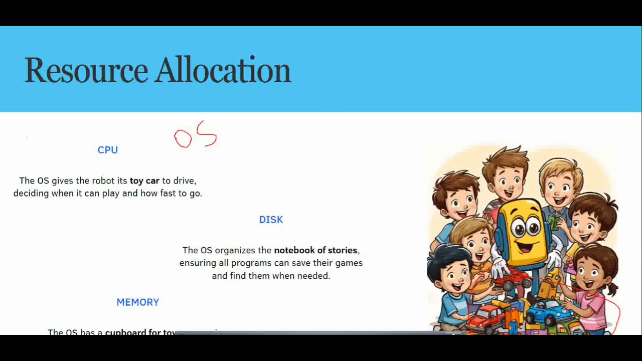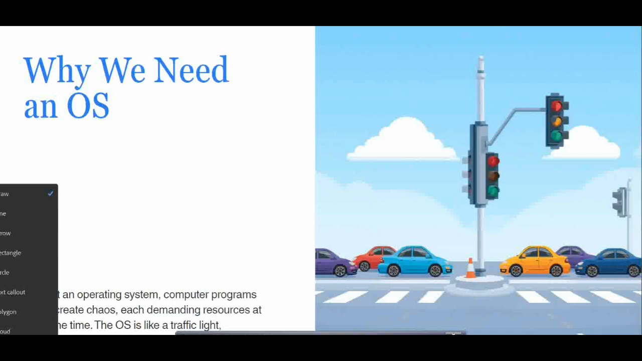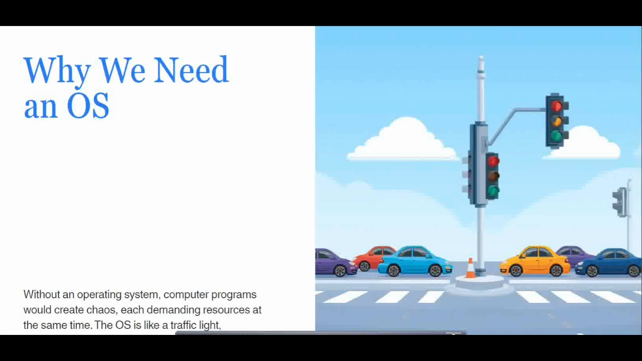If there are two conflicting requests, like one program says I need the CPU now and another says I need the printer now, and no OS exists, then there will be chaos, crashes, or a frozen computer. So the OS decides and controls, like a traffic light, what to do next.